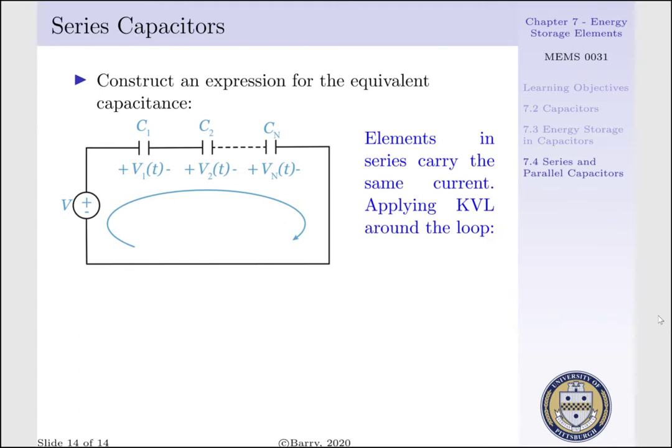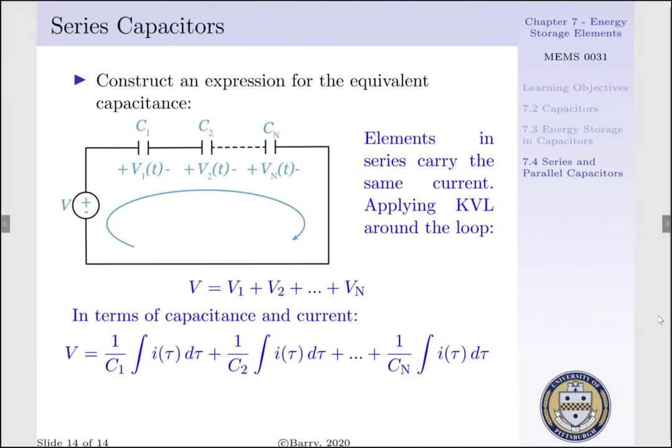If we apply KVL around our loop, we have V, our voltage source, is equal to V1 plus V2 all the way up to Vn, where V1 is our voltage drop across capacitor C1, V2 is our voltage drop across capacitor C2, and Vn is our voltage drop across capacitor Cn. In terms of capacitance and currents, our voltage is equal to 1/C1 integral of i(tau) d tau, plus 1/C2 integral of i(tau) d tau, plus 1/Cn integral of i(tau) d tau. Each capacitor is carrying the same current throughout.